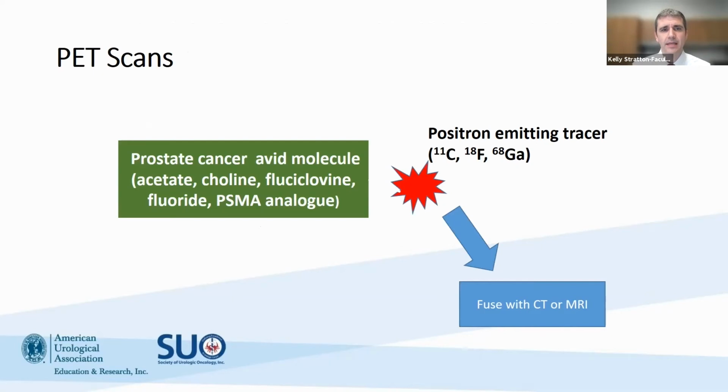A PET scan is basically using a molecule that is targeted to, in this case, prostate cancer, and then tagging that molecule to a positron emitting tracer. And these can be interchangeable. So you have, for instance, fluciclovine PET or choline PET or PSMA PET, and then depending upon what the tracer is, that's the F18 or the gallium or the carbon 11. Regardless of these tracers, the principles are the same: target the cancer and get something to emit energy that can be detected by the CT scan or the MRI.